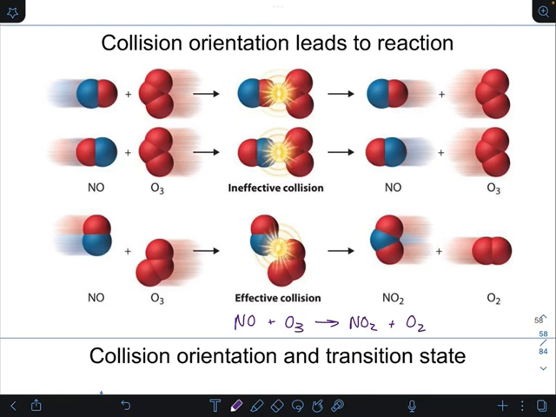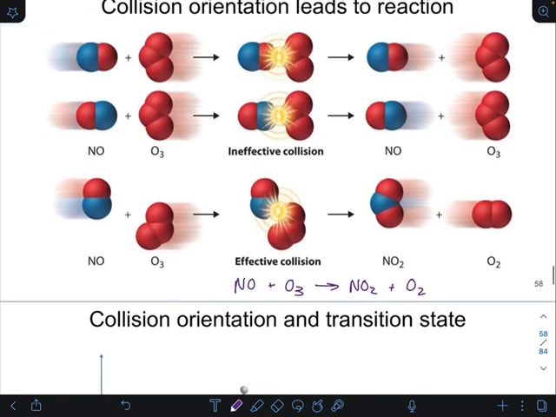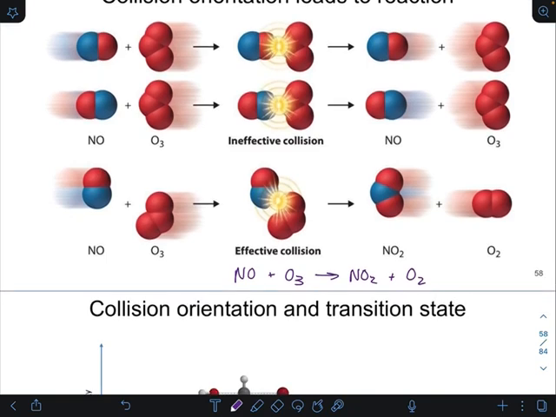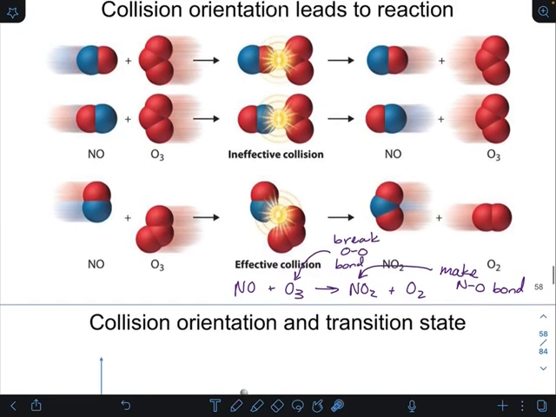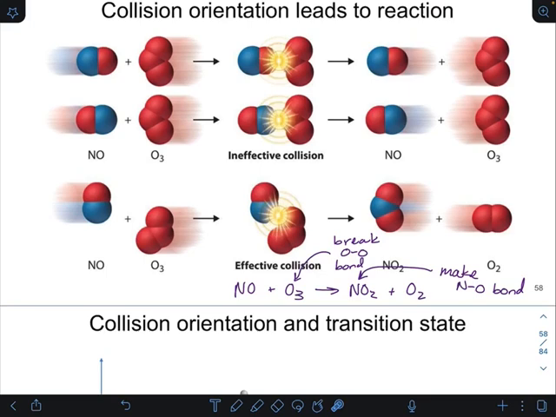Something we haven't really thought about is how does this reaction happen though? And so we know that the molecules have to collide, but they have to collide in a specific way. So if we look closer at this, what we are trying to do is make a nitrogen-oxygen bond. And we need to break an oxygen-oxygen bond. And so for those two things to happen, they need to collide in a specific way. And ideally, one of the nitrogens and one of the oxygens from ozone are going to collide. And that is going to allow the nitrogen-oxygen bond to be formed.